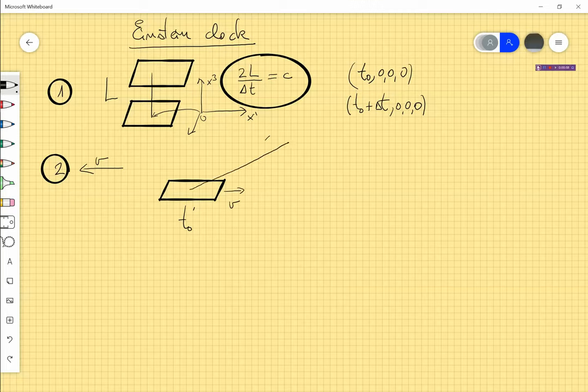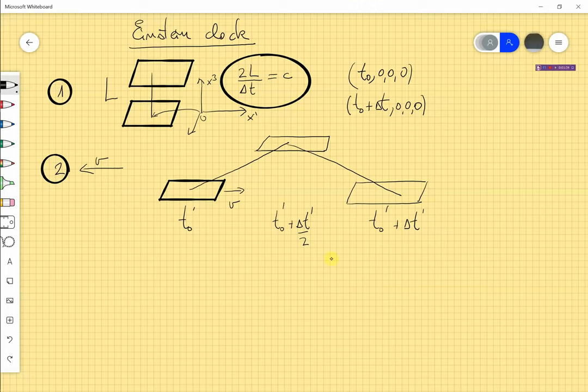Okay, it will bounce in the upper mirror. And it will bounce again. It will return to the lower mirror. Okay, this will happen at the time t0 prime plus delta t prime over 2, and this will happen at t0 prime plus delta t prime, which is the period of this clock in the reference frame 2.